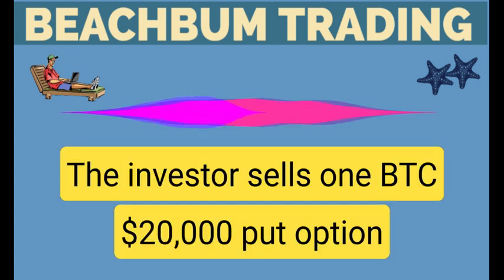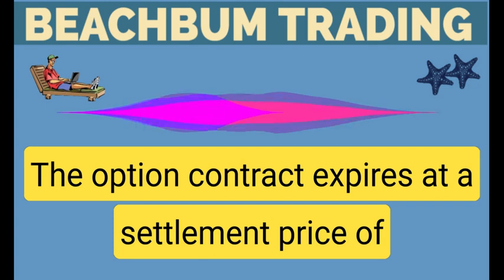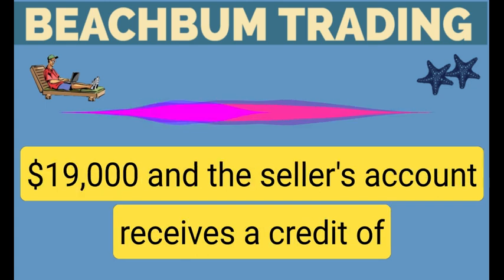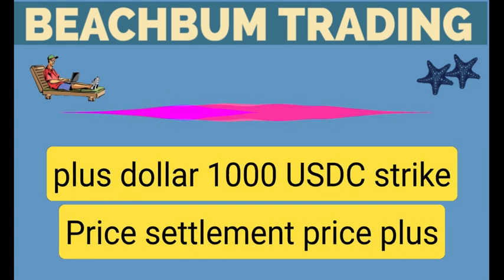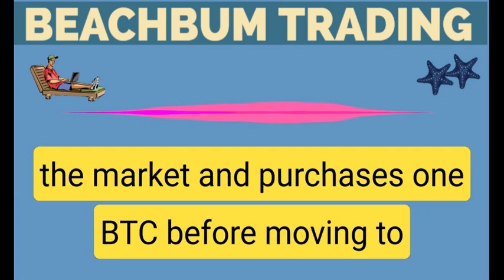Example: the investor sells one BTC $20,000 put option and receives a $2,000 premium from the buyer. The option contract expires at a settlement price of $19,000 and the seller's account receives a credit of plus $1,000 USDC: strike price minus settlement price plus premium received. At this point, the option seller enters the market and purchases one BTC, before moving to step 2 of the wheel strategy.